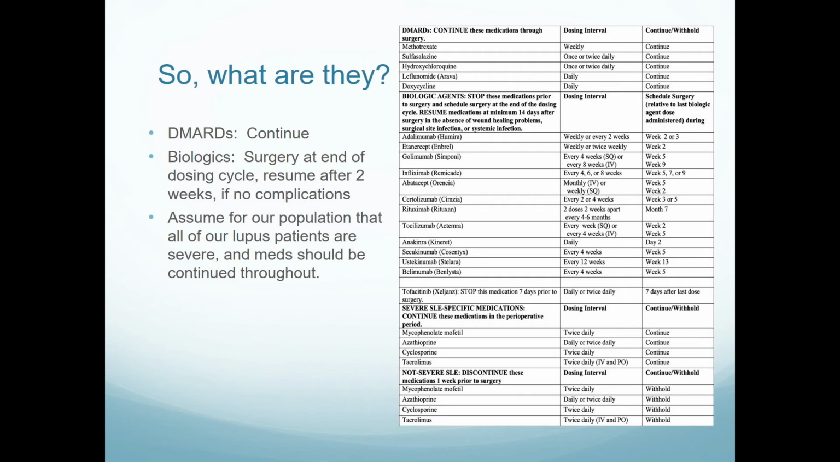Now, at the very bottom of this list, you'll see lupus. So in the very bottom, you see not severe lupus. You want to ask me if I've ever seen not severe lupus? Nope. So assume for all of our kids who have lupus that they have severe lupus and that their medication should not be stopped because they might end up in the ICU.